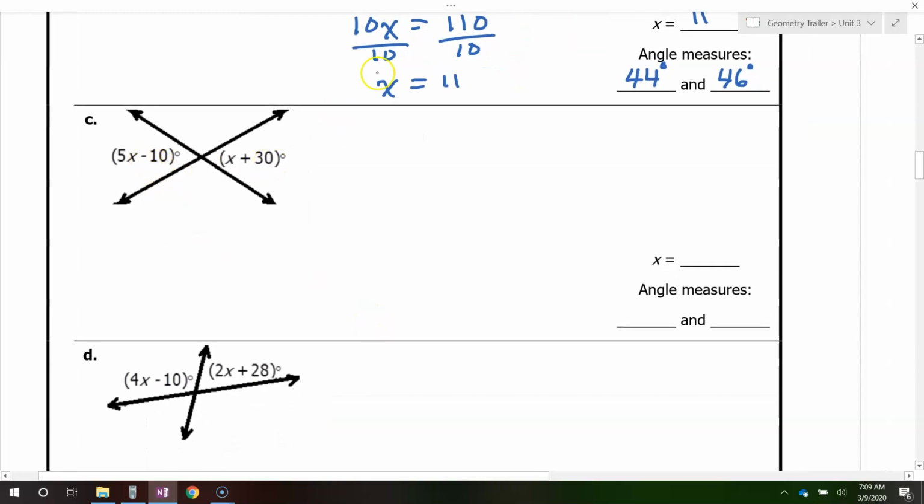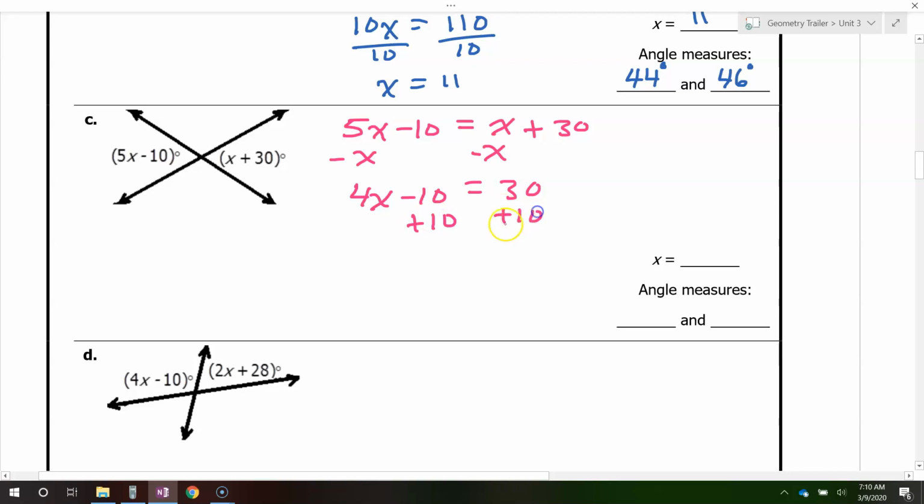All right, well, these are vertical angles, so you know they're going to just straight up be equal to each other. So that means 5x minus 10 should equal x plus 30. To solve this, I see the variable on both sides of the equation, so I will subtract those. That will make 4x minus 10 is equal to 30. And then I can add 10 to both sides. So that'll give me 4x equals 40. And then when I divide both sides by 4, I get x is equal to 10.